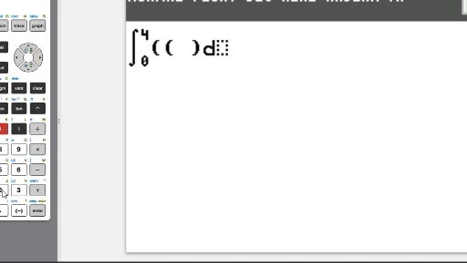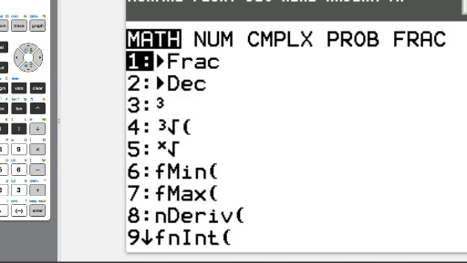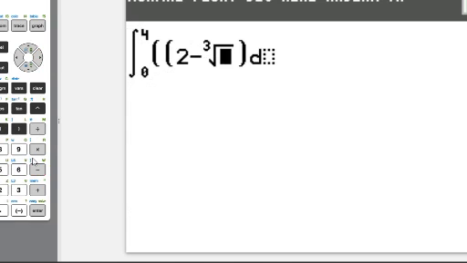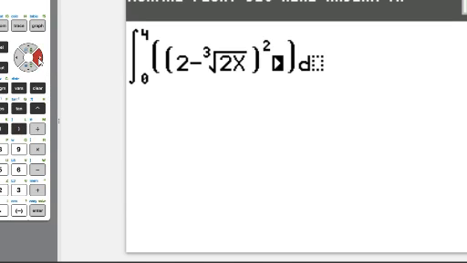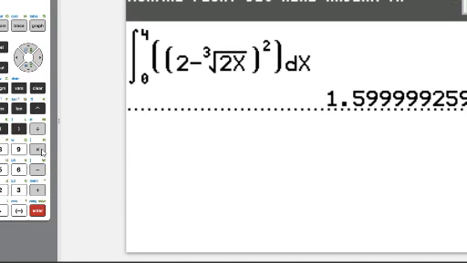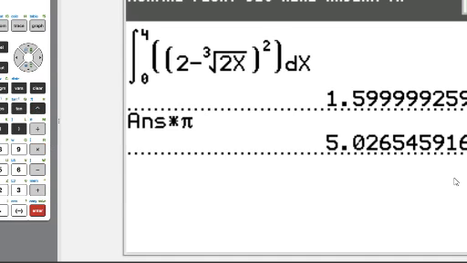So we've got 2 minus the cube root, which is Math 4, of 2x. That quantity needs to be squared. dx, enter, multiply that by pi, and we get our correct answer of 5.